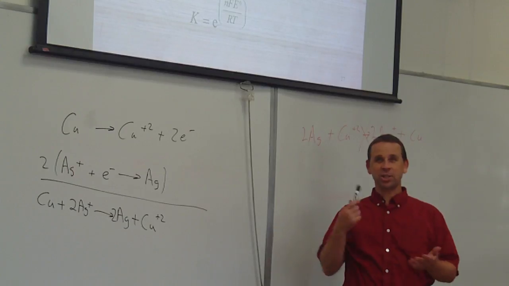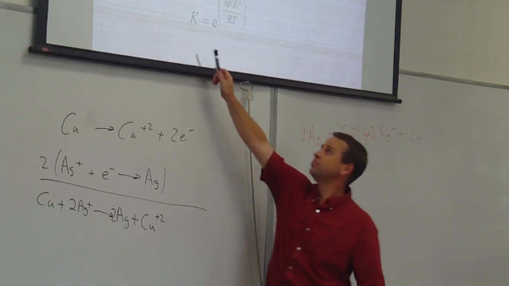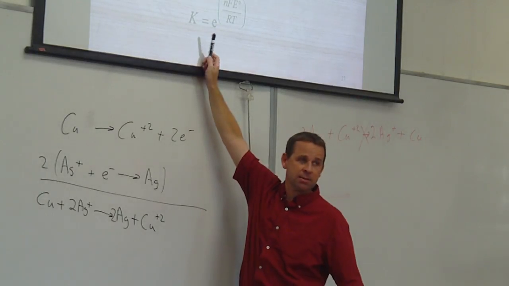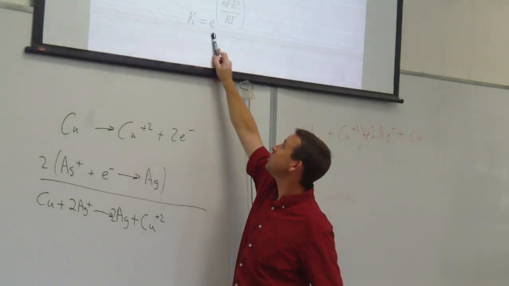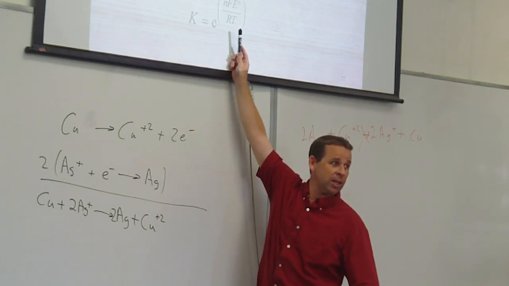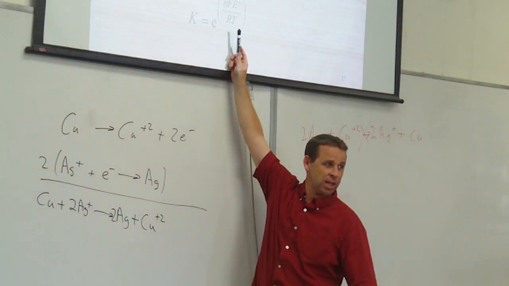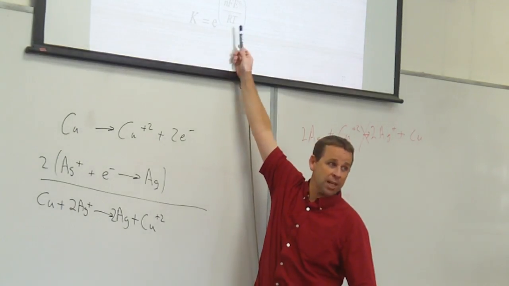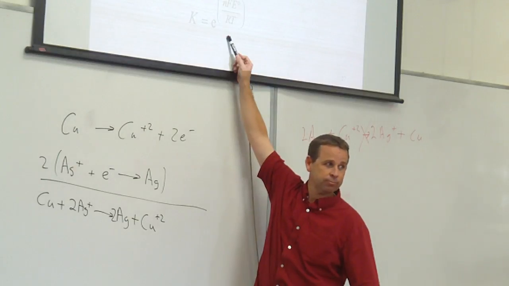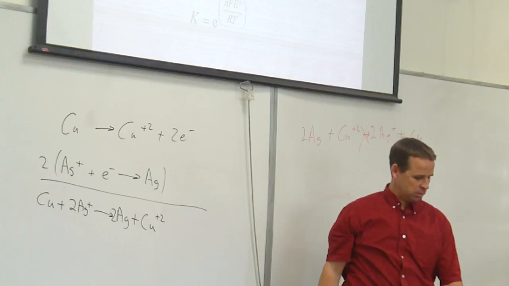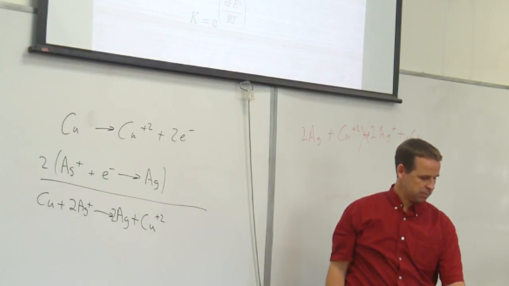Just like we can get the delta G, we can also get the K. Remember that equation from last class, the last chapter? K equals e to the negative delta G over RT. Now it's positive nFE over RT, and before it was negative delta G over RT. So it's the same thing. The delta G is replaced with what it equals, which is nFE.